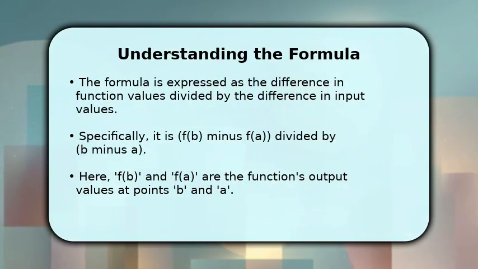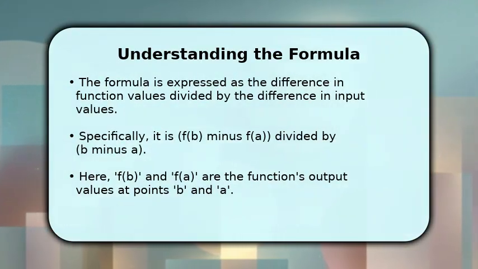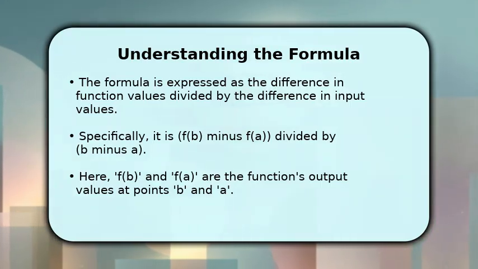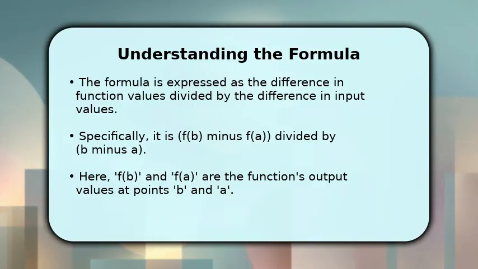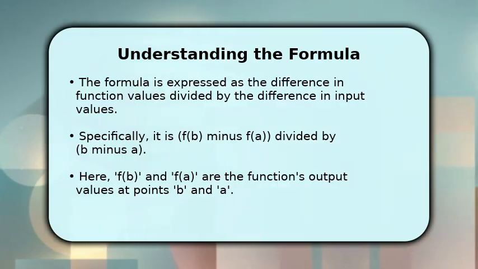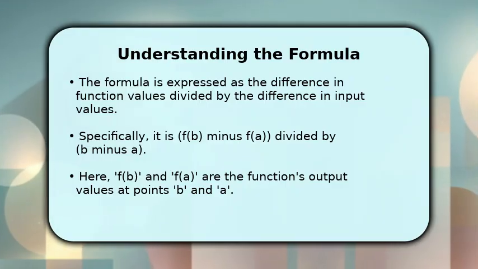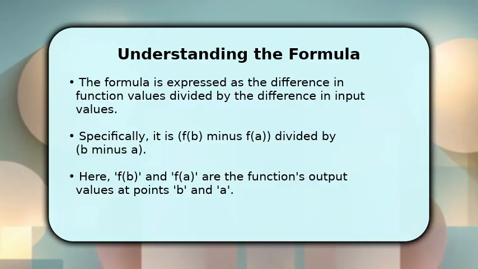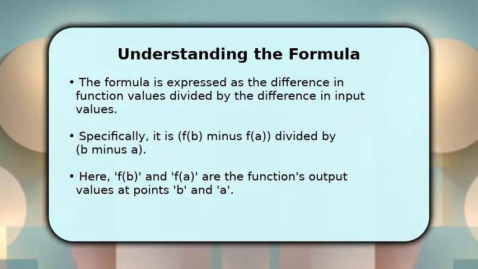Let's break down the formula for average rate of change. It's quite straightforward. You take the function's value at the end of your interval, subtract its value at the beginning, and then divide that result by the length of the interval itself. So, if your interval is from A to B, the formula is f of b minus f of A, all divided by b minus A. This gives you the average steepness.